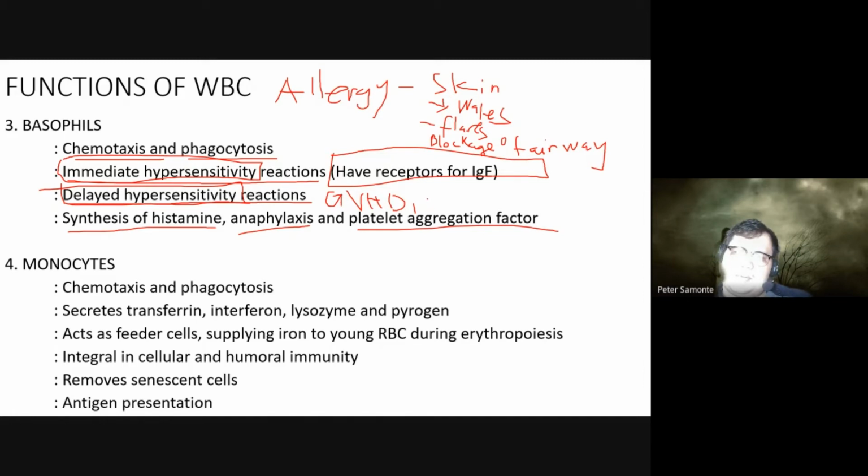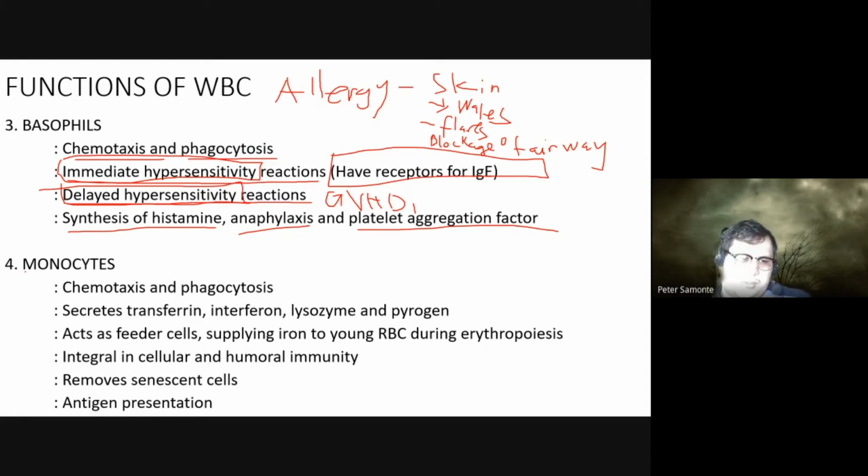Pwede din yung ano man tawag dun sa pagkain eh. Pag kumain ka ng hipon, magugulat ka na lang na ano. Forgot the right term. Poison ivy, yes, pwede. Tuberculin skin test, pwede din.